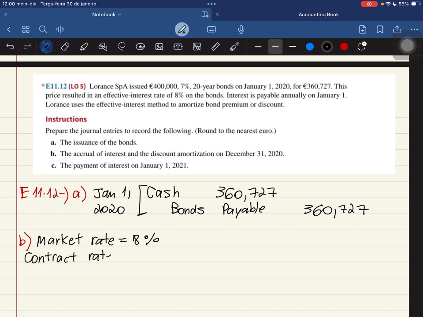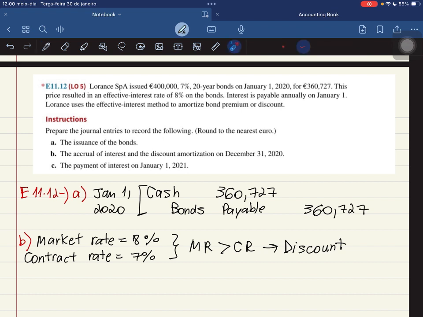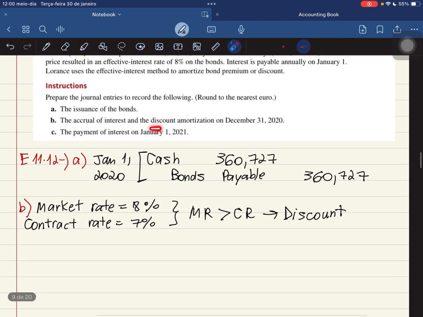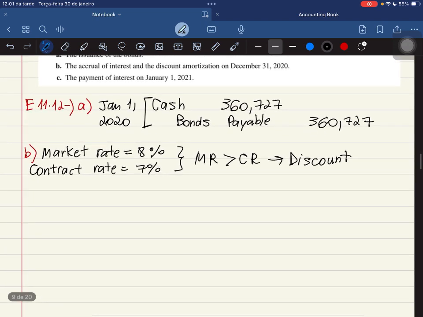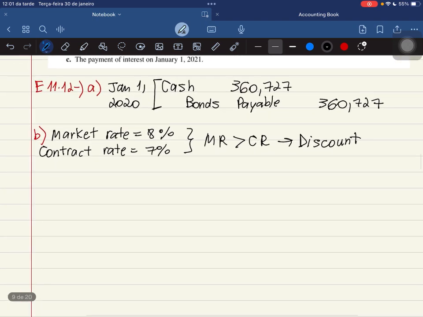What was the rate that was actually written in the contract when you signed it? Every time you have a market rate that is bigger than your contract rate, you're going to have a discount. And another way for you to know that is that over here the issuance price is less than the face value as well. This is also another way for you to know that this is a discount bond. But over here, they wrote it for us, so we are definitely sure that this is a discount bond. Okay, now it's time to make our table.